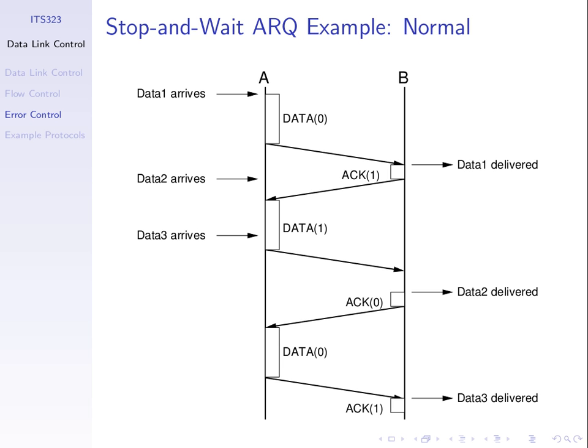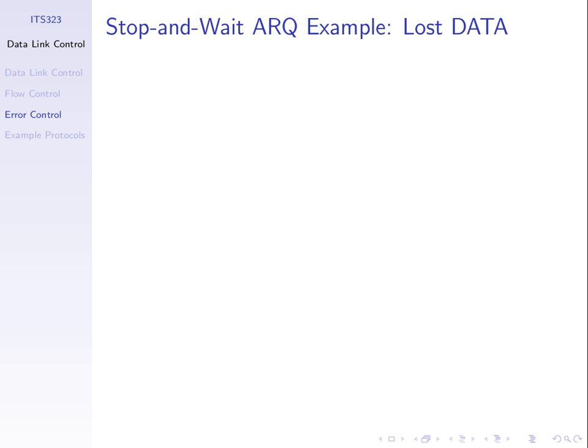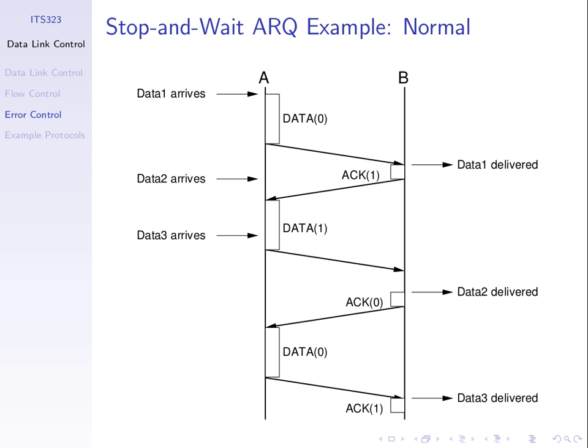Alright, you're not very interested in this because there are no errors. The reason for stop and wait ARQ is to handle errors. What if something goes wrong? Let's consider a case. Try and draw. What happens if, let's say, the second data frame, this one, doesn't arrive at B?